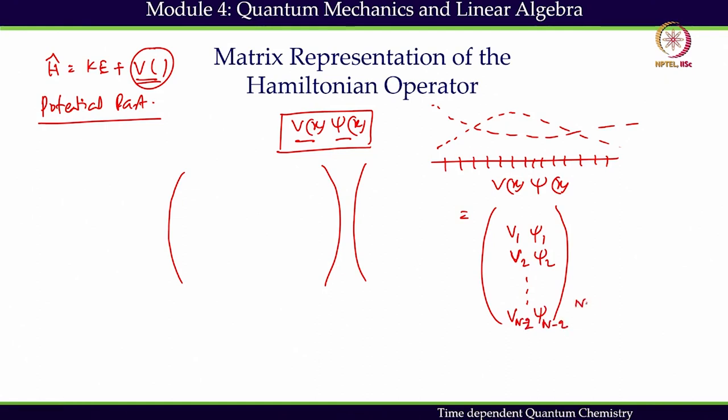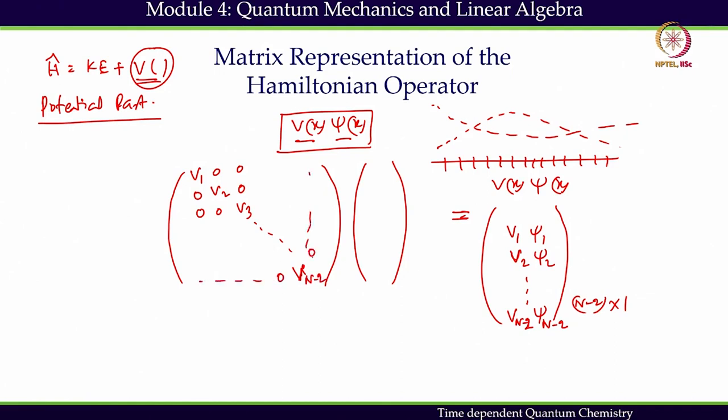So this is going to be an n-2 by 1 column matrix. Now this column matrix can be very conveniently represented by the following form. We get this matrix with V1, V2, then 0, 0, 0, 0, V3, like this, and then V(n-2). So this is 0, this is 0, this way. And here we get ψ1, ψ2, ψ3, ψ4, ψ(n-2). So basically, we get back this element by element multiplication to get this scalar multiplication with the help of the potential operator. The potential operator in the end can be represented in a diagonal form.